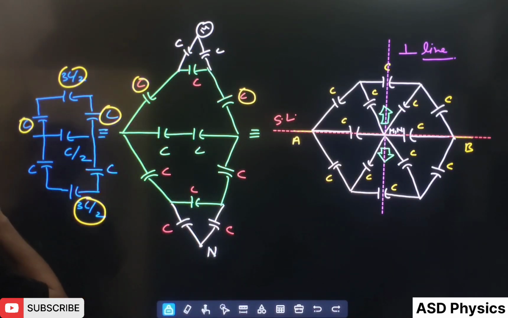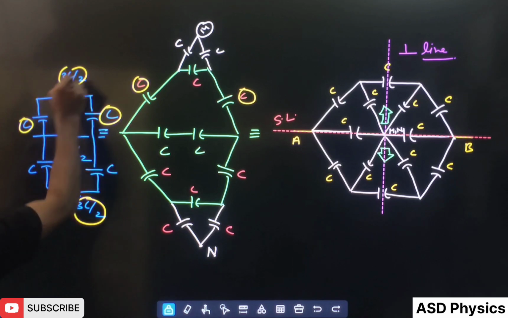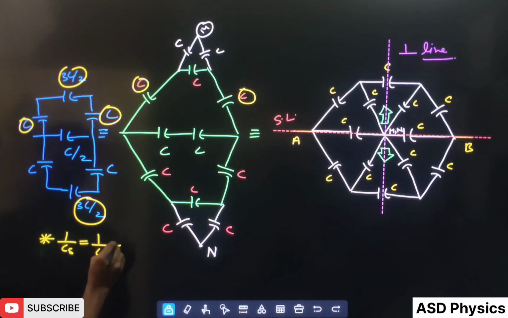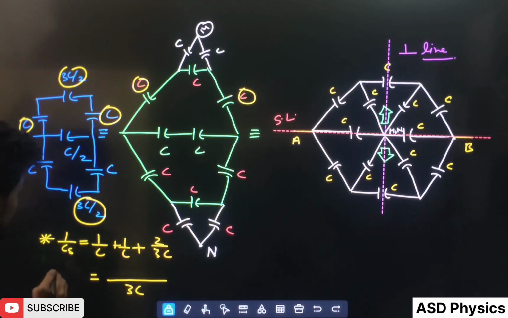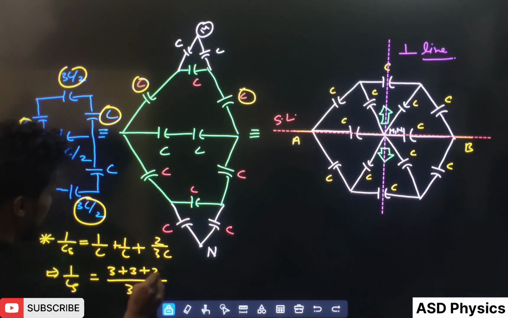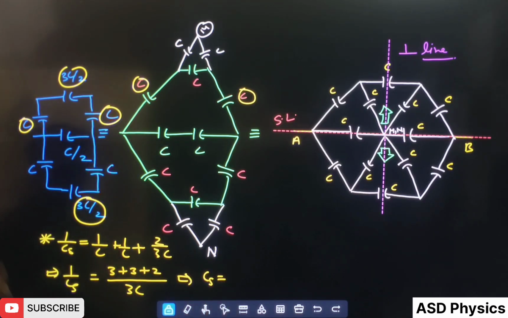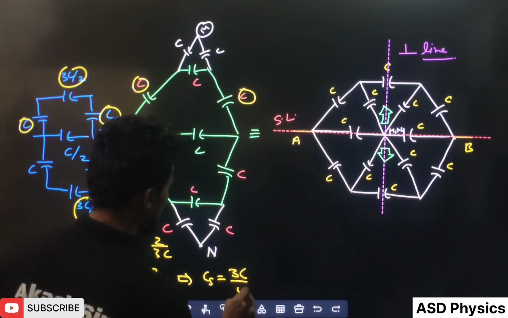Now what will happen here? You see this C and 3C by 2 are in series. If they are in series, we can use the formula: 1 by Cs is equal to 1 by C plus 1 by C plus 2 by 3C. Take the LCM, 3C. I am just solving it for you. It will come 3 plus 3 plus 2, so Cs equals 3C by 8.